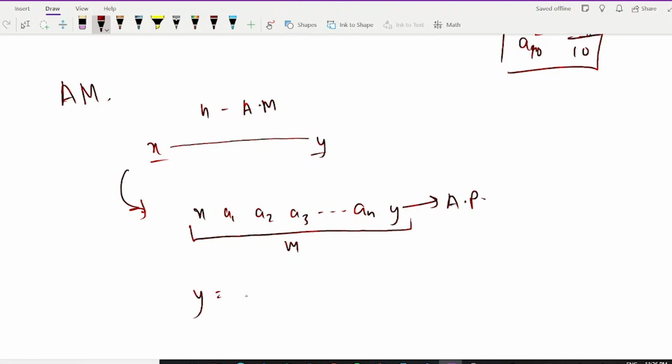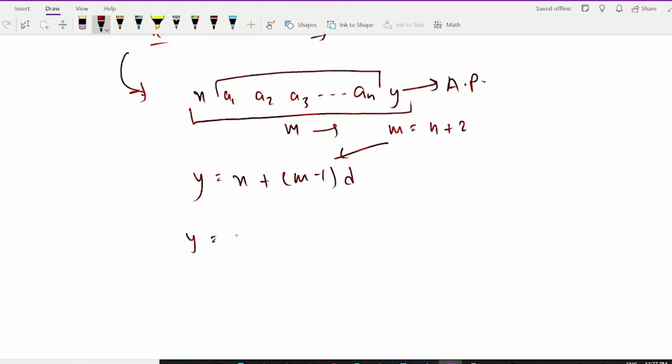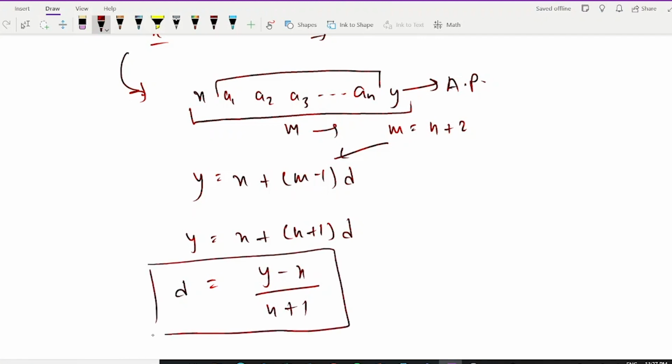y is equals to x plus (m minus 1)d. Now I know that these are n terms, so m will be equals to n plus 2. We will put this value here and we will get y is equals to x plus (n plus 1)d, and the formula for d will be (y minus x) upon (n plus 1). Now we know y, we know x and we know n. We can calculate d and we can find the value of a1 to an.